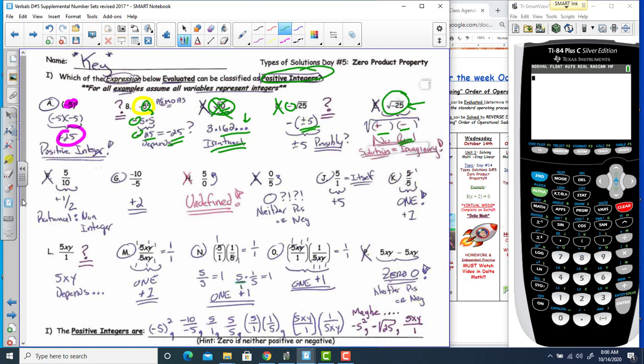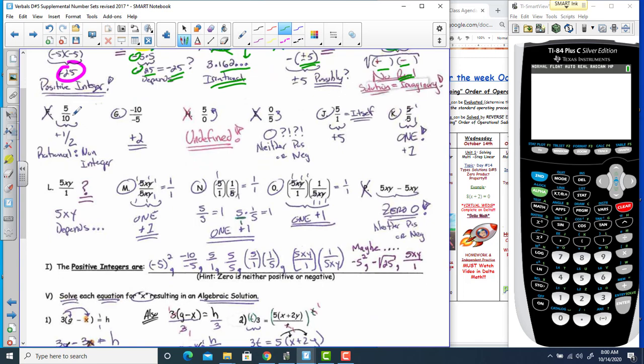For letter F, 5/10 simplifies to 1/2. You could have simplified that in your calculator, and that would not be a positive integer. It's a rational number, rational meaning fractional, but it is a non-integer. Letter G, negative divided by negative is a positive.